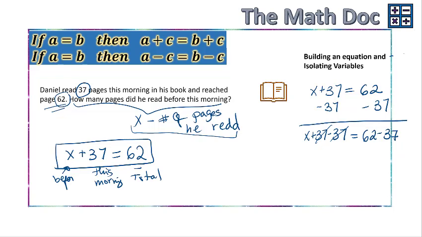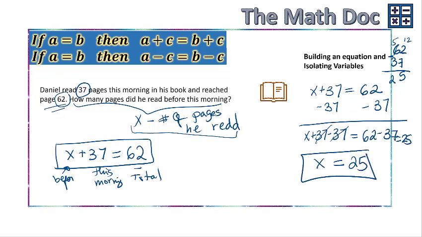Let's do this. Let's write this down up here somewhere. 62 minus 37. So we have 2. Let's borrow 1 from the 6. That's 5. So we have 12 here. 12 minus 7 is just 5. 5 minus 3 is 2. So we remain with 25. So we have x equals 25. So the answer to our problem is that Daniel read 25 pages prior to this morning.